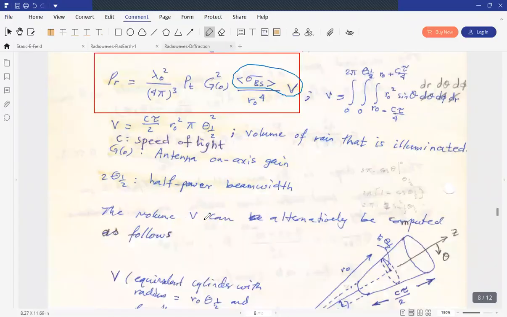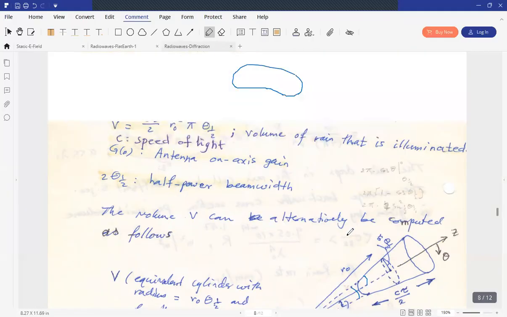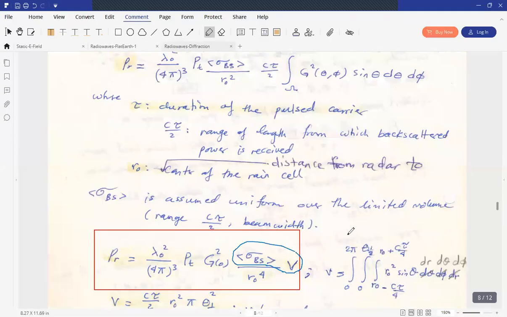Here, you see, from here to here, this is the half power beam width. So this angle, the half angle, is called half of the half power beam width. This is theta 1/2. And sigma bs is given by the equation here.